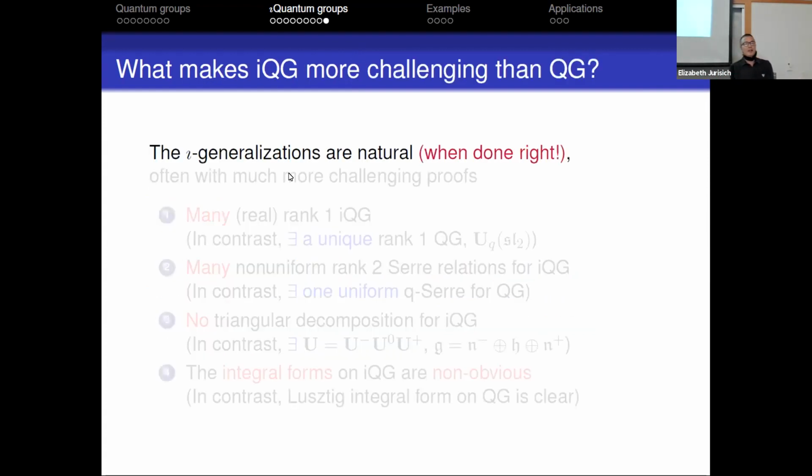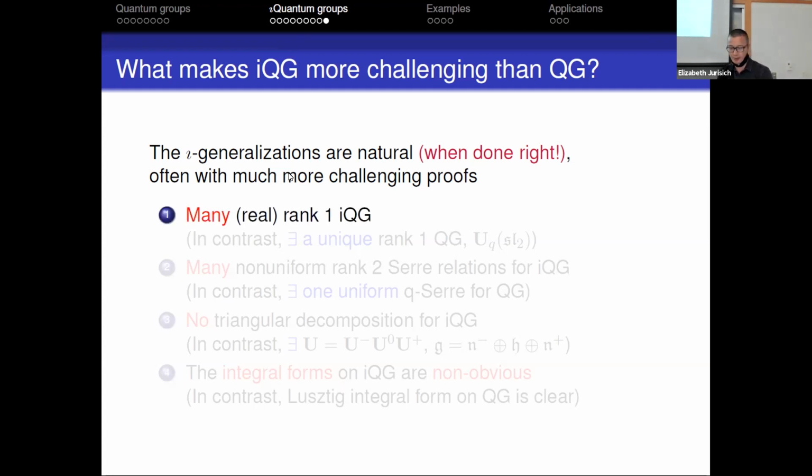So before giving you some examples, let me say some things in general. This i-generalization I want to emphasize, they are totally natural generalizations of those constructions in quantum groups. When it's done right, they are totally natural. You specialize to the trivial symmetric pair or diagonal symmetric pair case, you recover the great work by those great people. But the proofs are often much longer, sometimes 10 times longer. Even if the statement may be of equal length, you need a longer proof.